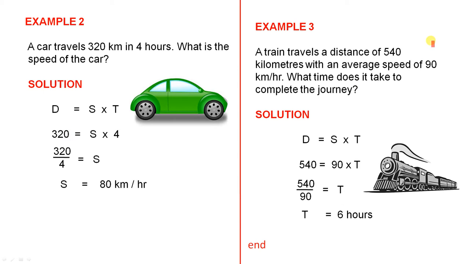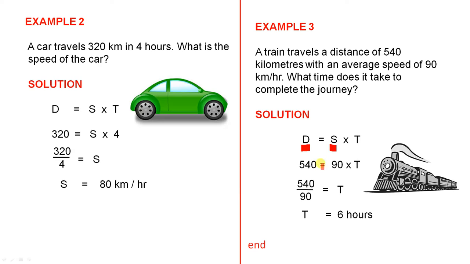Example 3. A train travels a distance of 540 kilometers with an average speed of 90 kilometers per hour. What time does it take to complete the journey? So we have distance equals speed multiplied by time. Now we have the number for distance, and we have the number for speed. So we have to find the time.